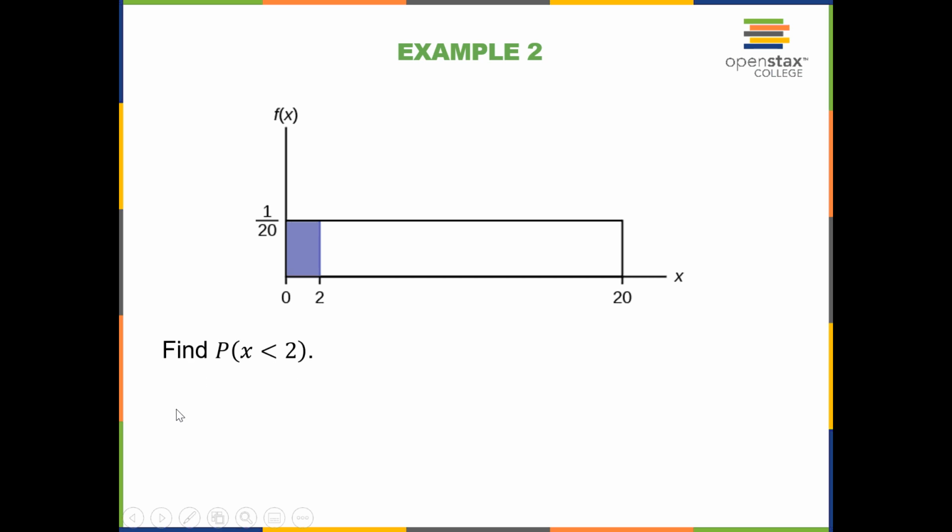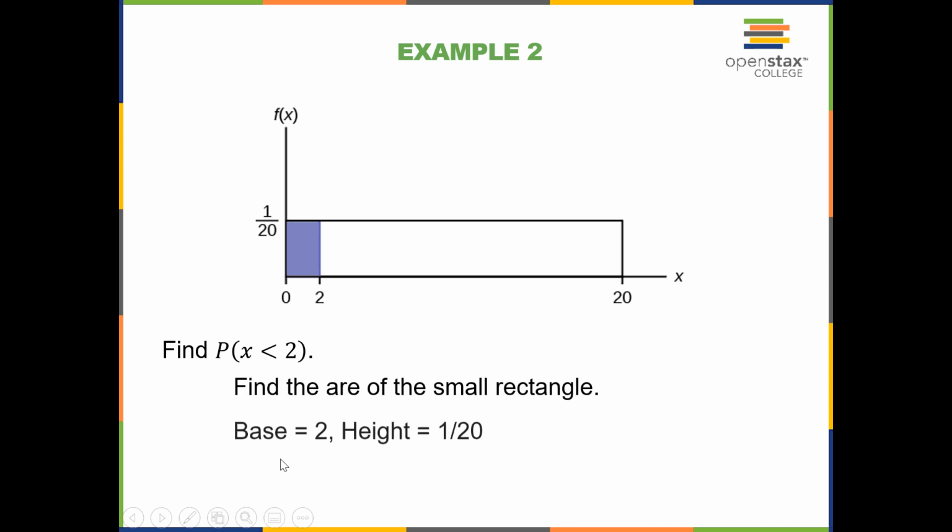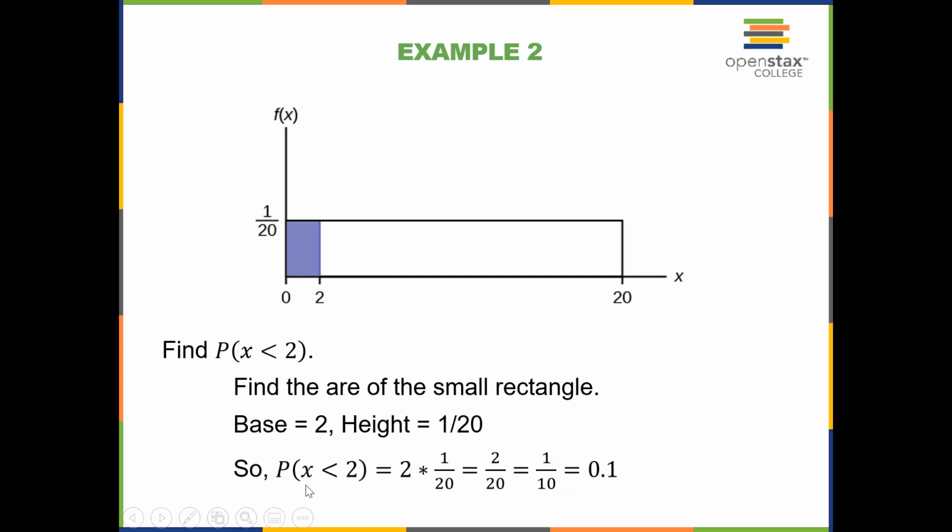Here's another example. The image shows the probability of a value falling below 2. The area of the smaller rectangle will give us that area. So we take the base. The base is 2 minus 0. That's 2. The height is still 1 over 20. So when you multiply those, you get 2 times 1 over 20 is 2 over 20, reduced to 1 over 10, or 0.1.